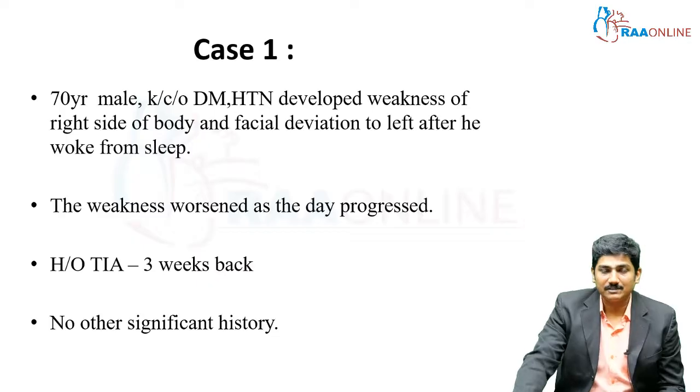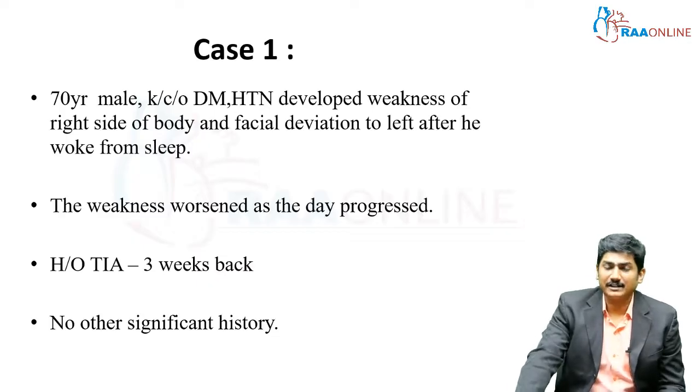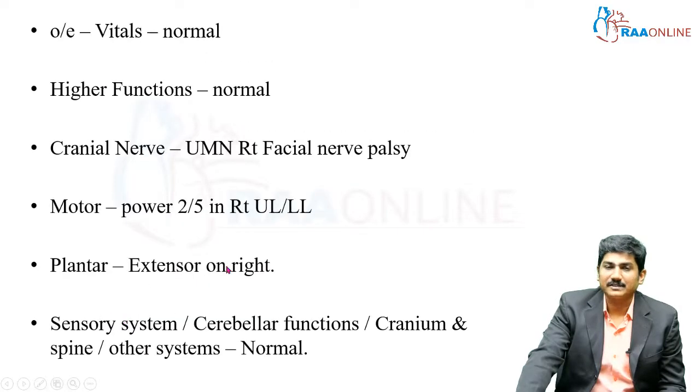So here we have our first patient, a 70 year old male, a known diabetic and hypertensive, who developed weakness of the right side of the body and facial deviation to the left after he woke up from sleep. The weakness worsened as the day progressed. History of transient ischemic attack around 3 weeks back. No other significant history. On examination, the vitals and higher mental functions were normal.